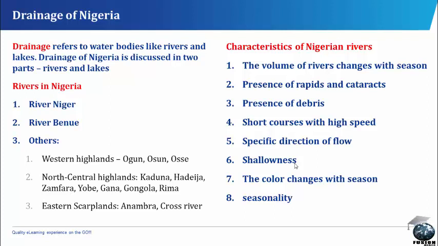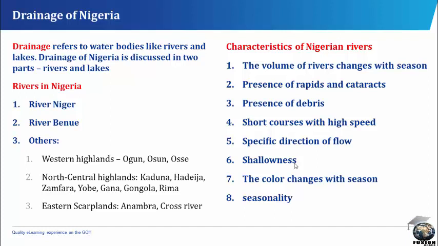2. River Benue. River Benue has its source from Eastern Highlands and joins the Niger at Lokoja. Because of this, Lokoja is known as a confluence town. Other rivers in Nigeria take their sources from highlands in Nigeria known as hydrologic centers.